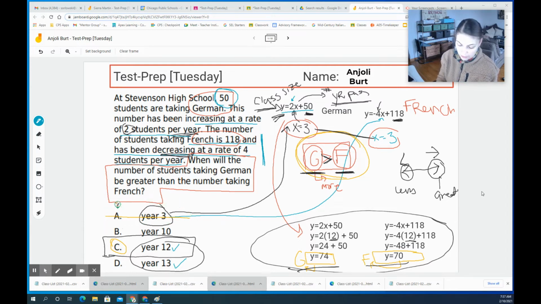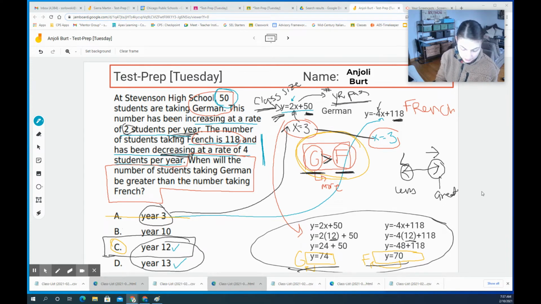And so what we basically did was we saw that year 3 was the first option here, so we tested year 3 out. Now, you don't see the math on here, but when we tested it out, it didn't work out to give us what the question was asking. In this case, when we substituted x equals 3, it actually showed us that the number of students enrolled in the German class is still smaller than the number of students enrolled in the French class.